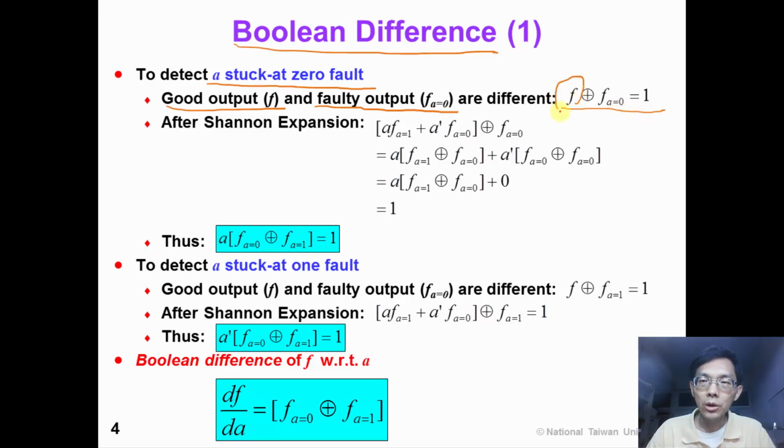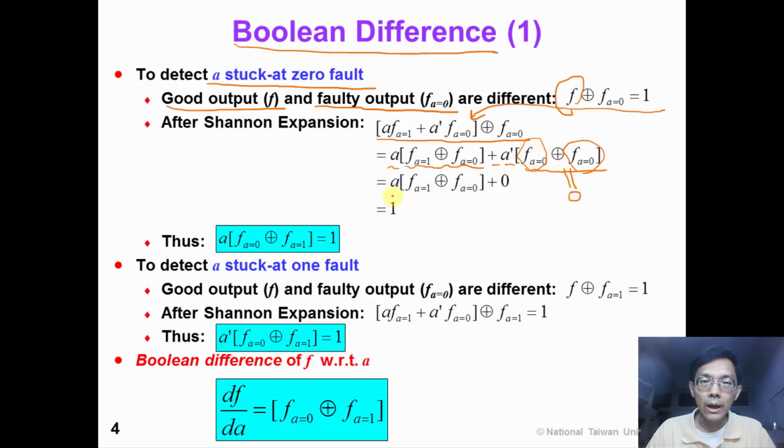Now we can do a Shannon expansion of f. So we obtain this equation. And we can expand this expression as a times this term, the negative cofactor exclusive or the positive cofactor, plus a prime times this term, which is the negative cofactor exclusive or the negative cofactor. This term should be 0 because they are identical.